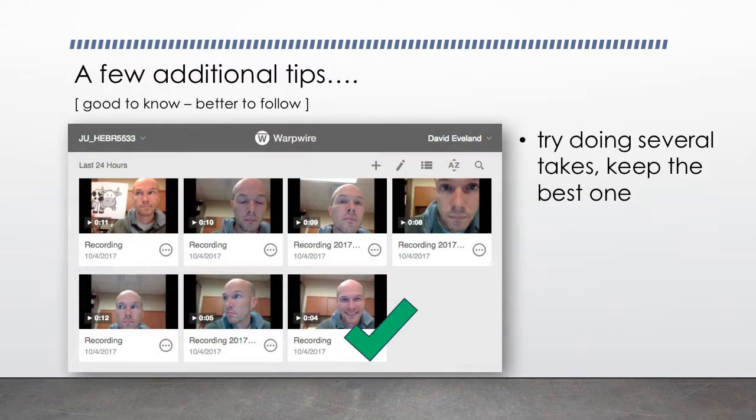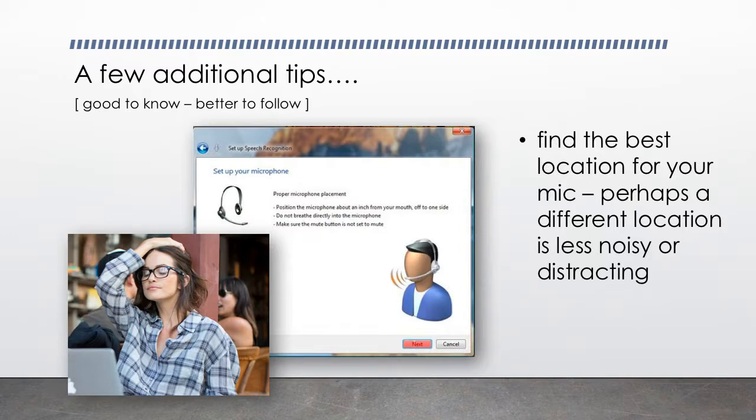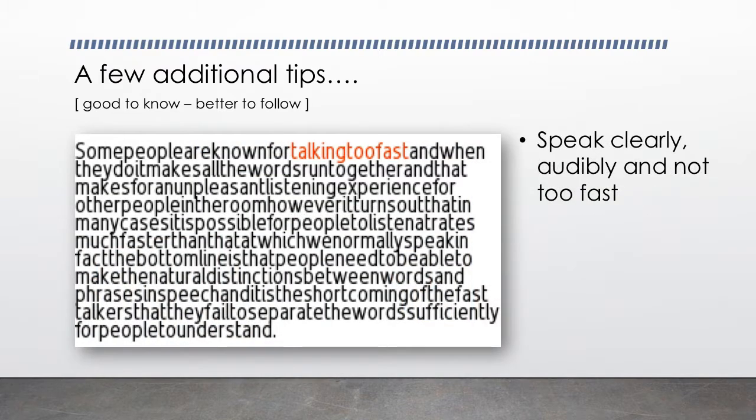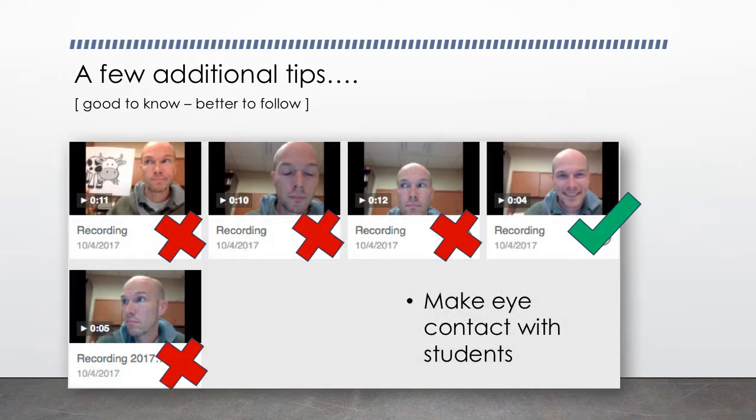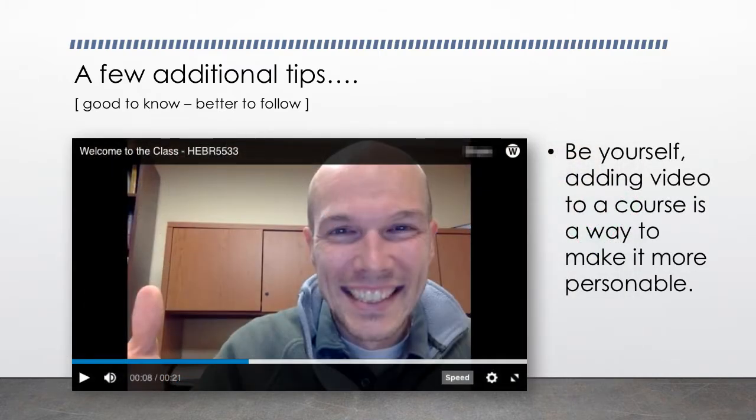Here are a few additional tips. Try doing several takes and using the one you think is best. Play with the position or location of the microphone. Students who can't hear you won't understand you. Don't speak too quickly. Speak clearly and audibly. Make camera eye contact, speaking to the students and not your script. Be personable and real. A robot is not teaching your course, you are.